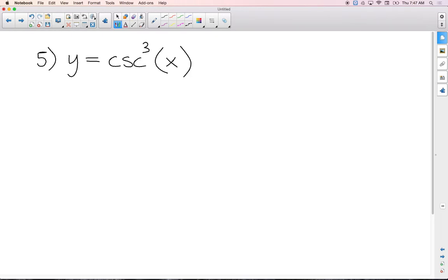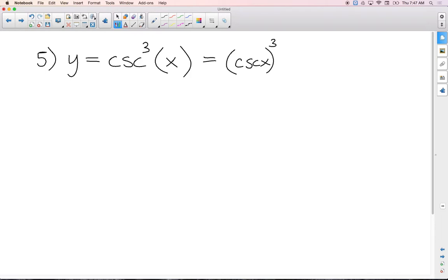Here's the one thing you need to say up front. Cosecant to the third x is really cosecant x to the third power, and I think that makes it really clear what the outside function is when we're doing the derivative of a composite function. What is the outside function? It is the third power.